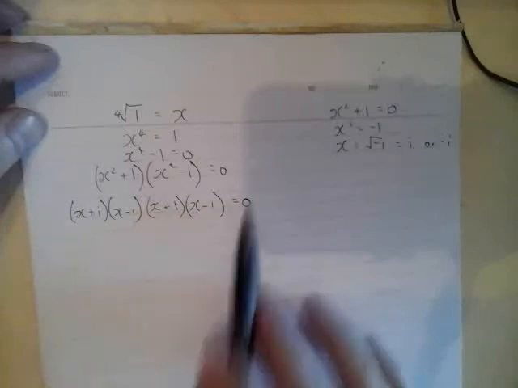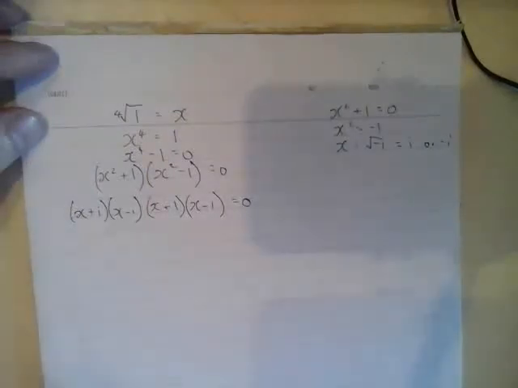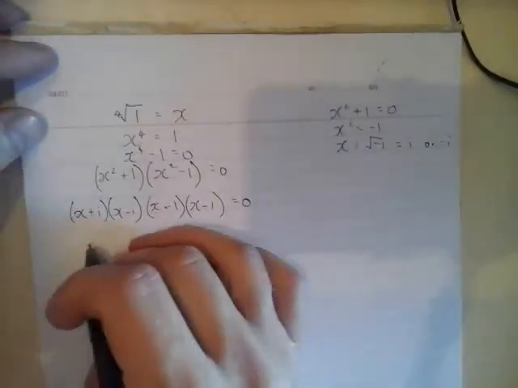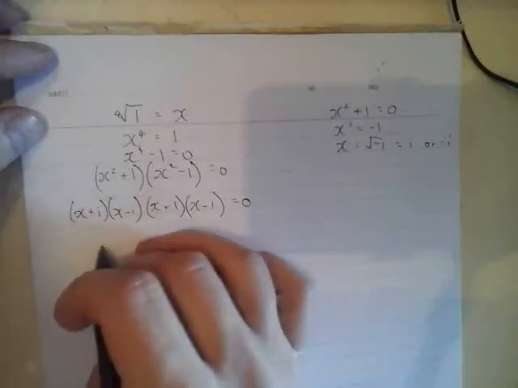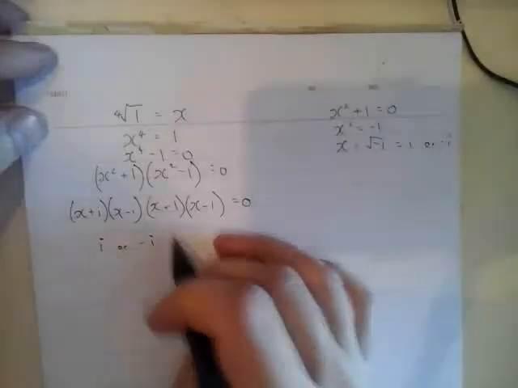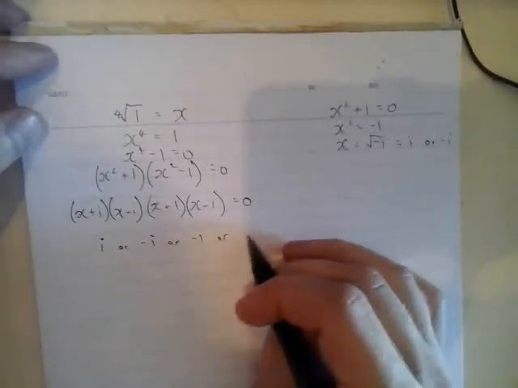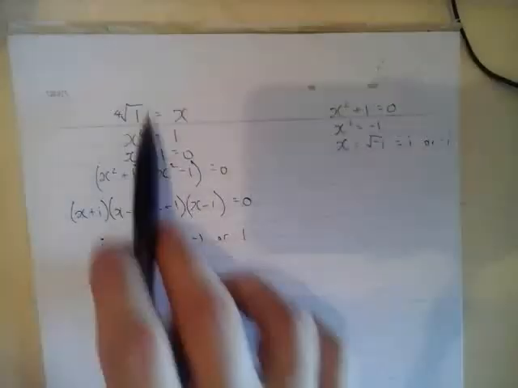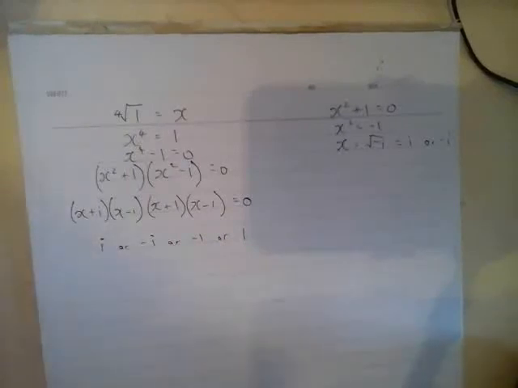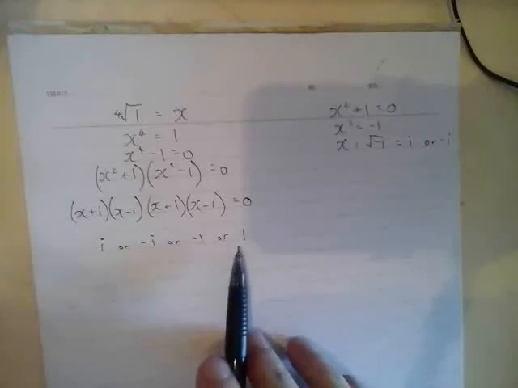And I get these four factors equaling 0, and from that I can deduce the four roots of this equation are going to be, from this one, i, or minus i, or minus 1, or 1. Okay, these are the four solutions to the fourth root of 1. Two of the solutions are imaginary and two of them are real numbers.